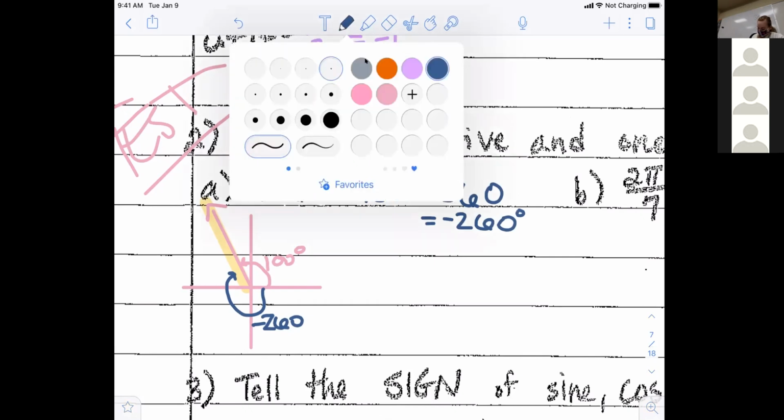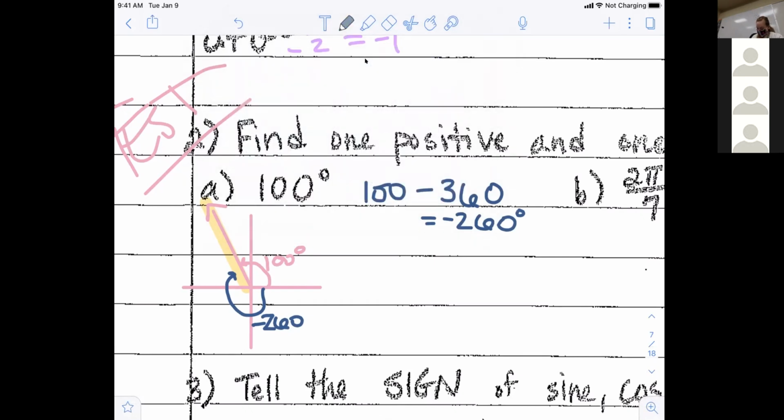Now, another way to get the angle is if I go all the way around the circle and then around to 100 again. How would I find that angle?